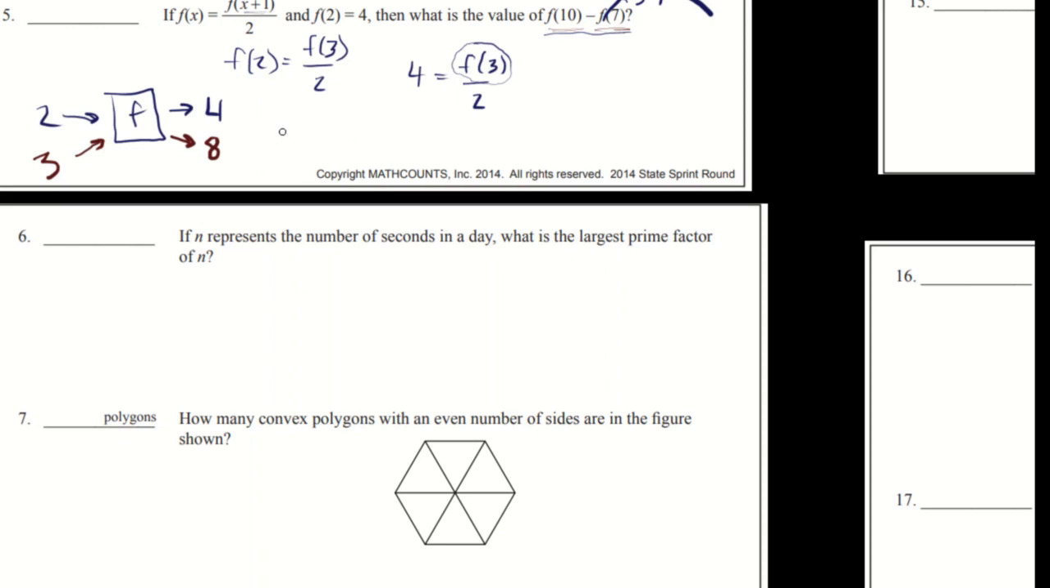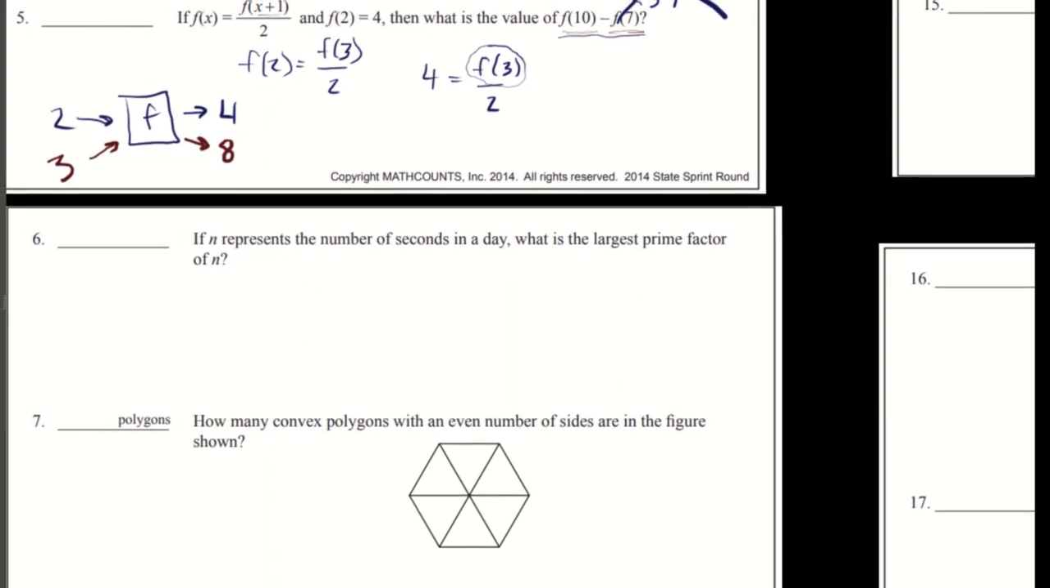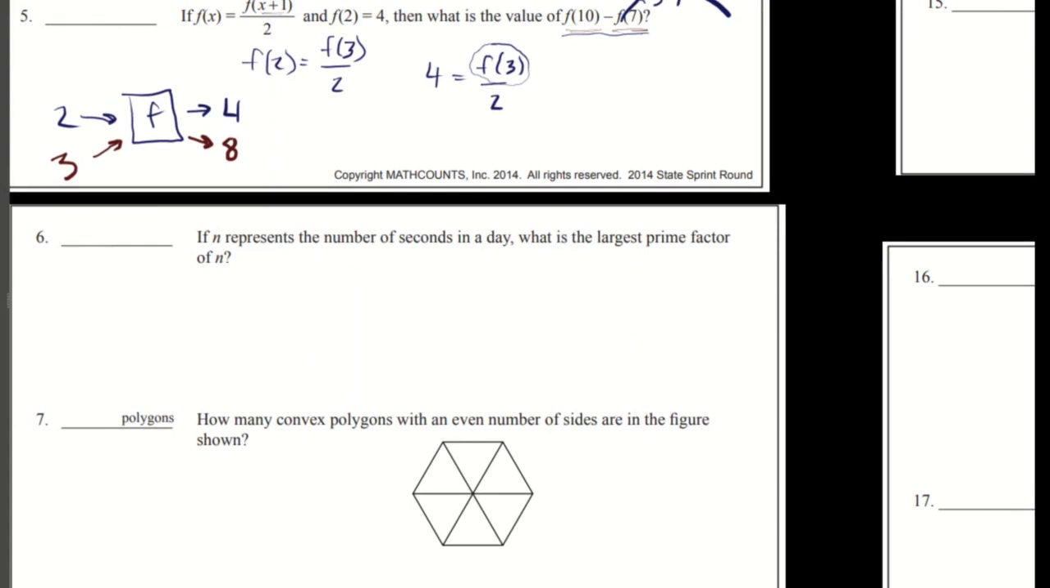Or, wait. Would f of 10 minus f of 7 be equal to f of 10 minus 7? Oh, so that would be f of 3, you mean? Yeah. I don't think we can say that for sure. Okay. Yeah, I don't think they gave us enough information here to say that.